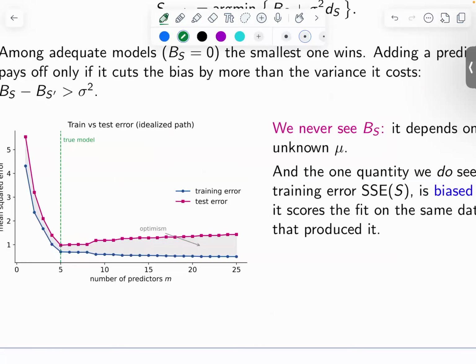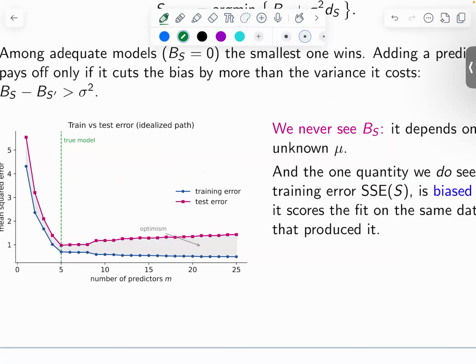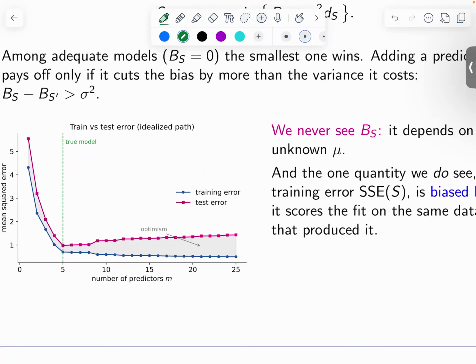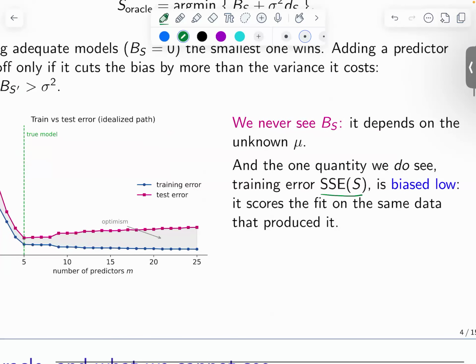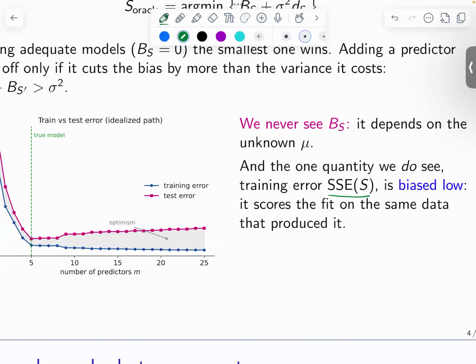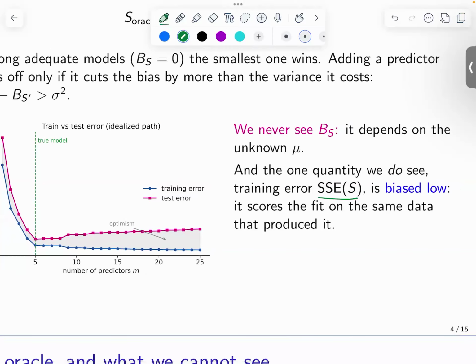So one way to try to do that is going back to the idea that we had, the training error. Maybe I can use the SSE to try to approximate this. But what happens is, as we already saw, and this picture captures it much more nicely, the bias is low. So this underestimates the risk or the prediction error.